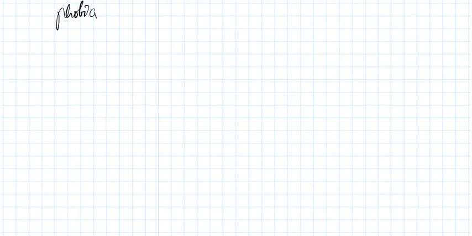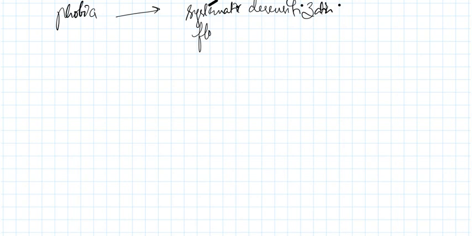Okay. So when it comes to phobia, you have two types of treatment which help with the phobia condition. What are those two types of treatment? The first treatment is systematic desensitization. And the second one is flooding. So these are the two treatment modalities that you can use for phobia.